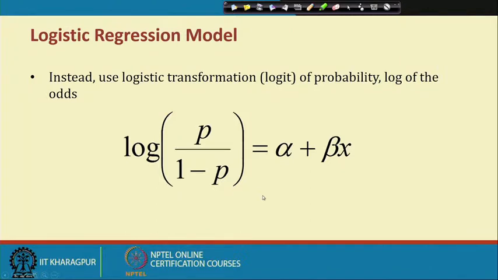We need actually probability p. If people have own house, then p becomes 1, and if people have no house, then p becomes 0. So, only yes, no, 0, 1, that is the requirement of the linear probability model. But in this case, we need p in between 0 to 1. Then corresponding to p, we need 1 minus p, and then we need the ratio p by 1 minus p, and then we go for log transformation of this odds ratio, and then integrate with the independent variable. That is what the case is all about.